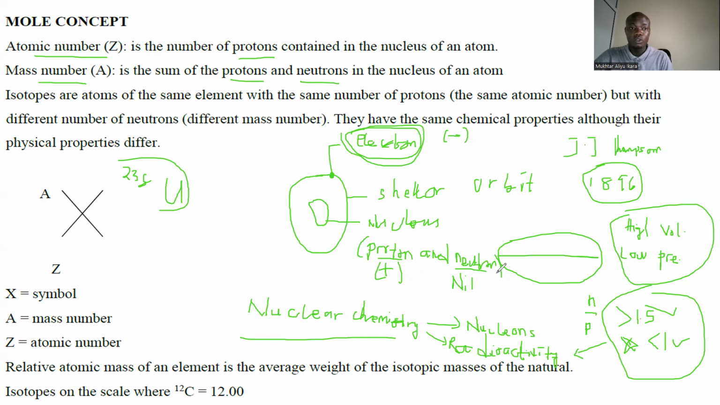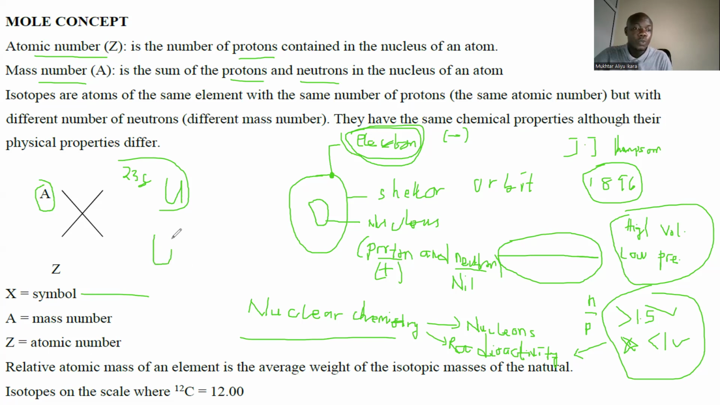So if you add the sum of protons and neutrons of a particular element, you have the mass number of that element. This is the representation of an element: the X represents the symbol of the element, the A represents the mass number, and the Z represents the atomic number of the element.